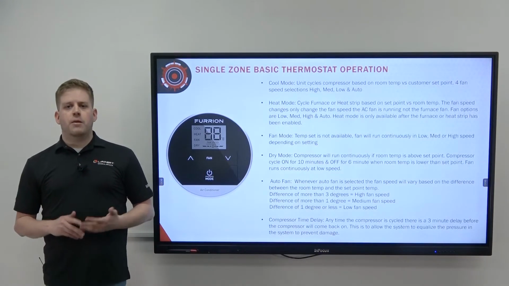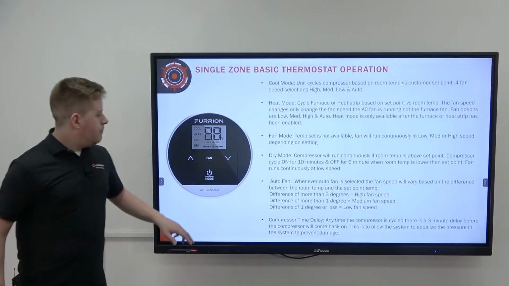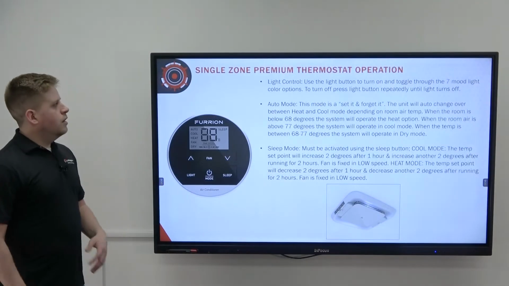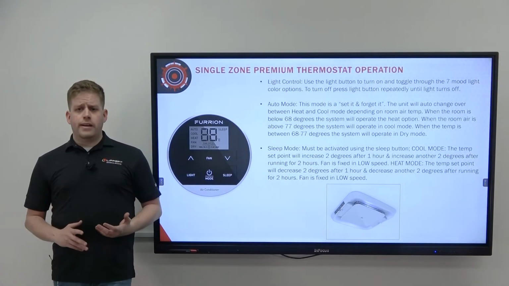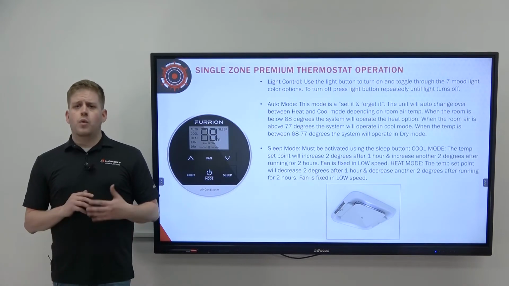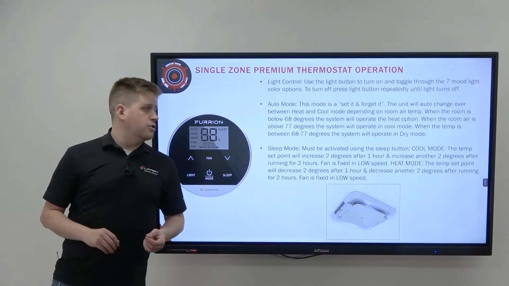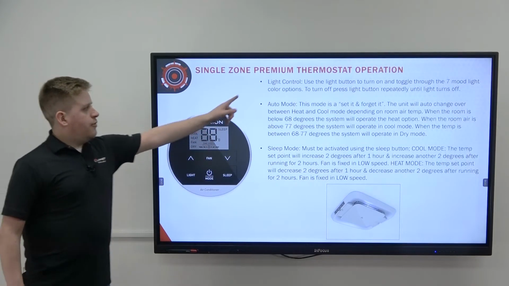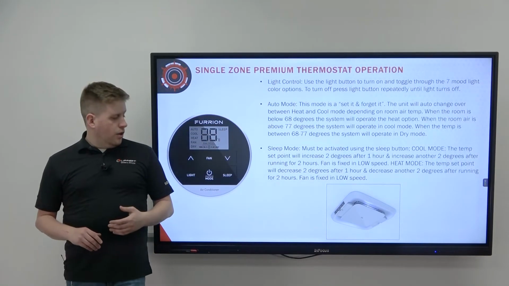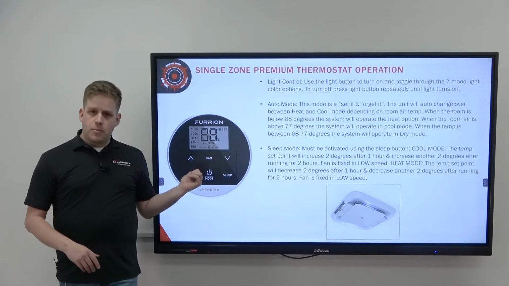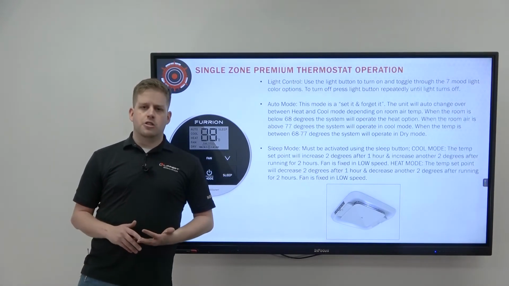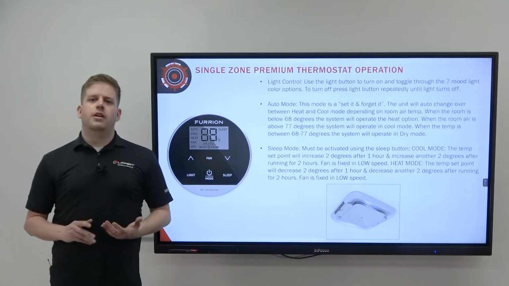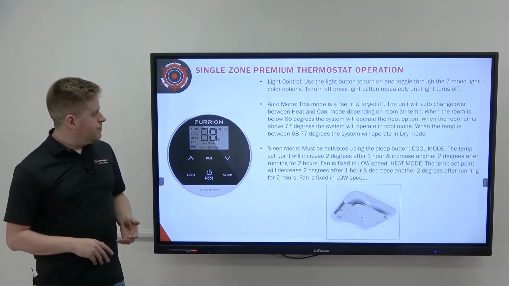Now, let's talk about our premium single zone thermostat. Our premium single zone thermostat has the exact same operation as the single zone basic with a couple of additional functions. First off, we have that light control. The light control is using this light button here on the thermostat, which changes the color of the light in the air distribution box. There are 7 different color options available for the customer.